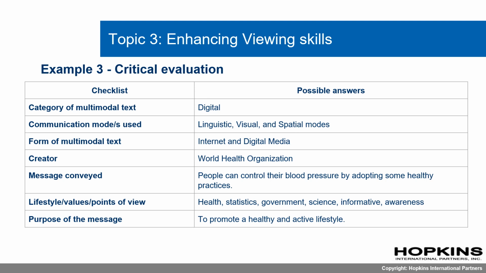1. Category of multimodal text. This multimodal text would be under the digital category. 2. Communication modes used. The Facebook post uses the visual communication mode with elements such as colors and vectors. There are also text elements in the Facebook post, which would be the linguistic communication mode. The way the image centers around the heart would also represent the spatial communication mode.